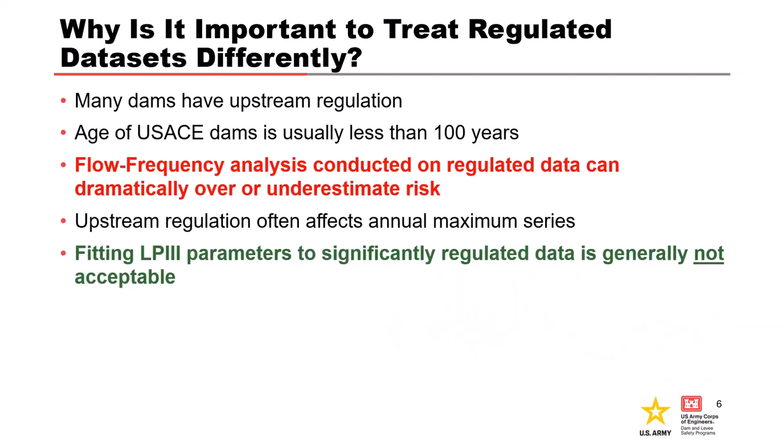So why is it important to treat regulated data sets differently? We usually are trying to extrapolate to really remote AEPs. Especially if you're doing a dam safety study as opposed to a levee safety study, you're out to E to the minus 5, E to the minus 6, somewhere in that range. And we never have that much data.